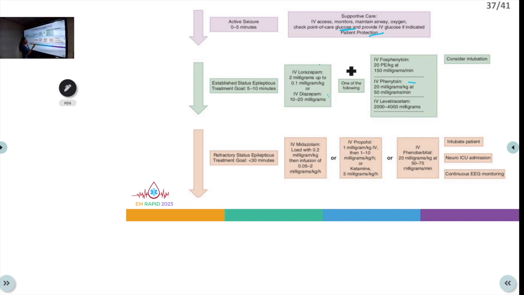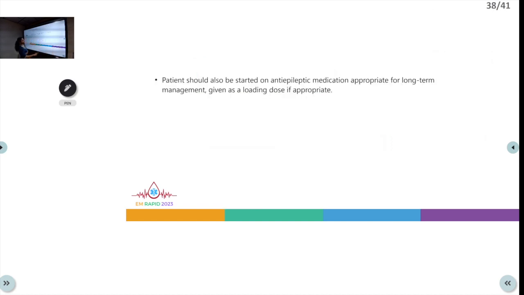If the patient's seizure is continuing more than 40 to 60 minutes, then that is called refractory status epilepticus. In that condition, we will be starting midazolam, propofol or phenobarbital infusion. In this condition, we will be intubating the patient anyway. Then we will have to admit to the ICU and continuous EEG monitoring is also required.